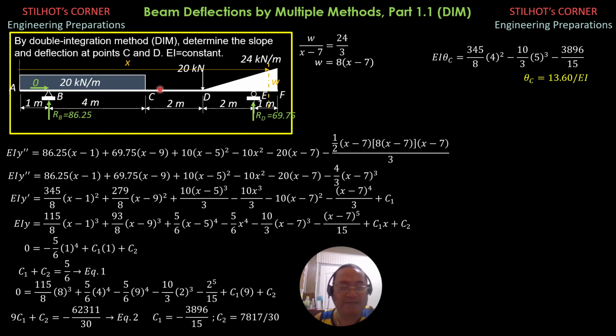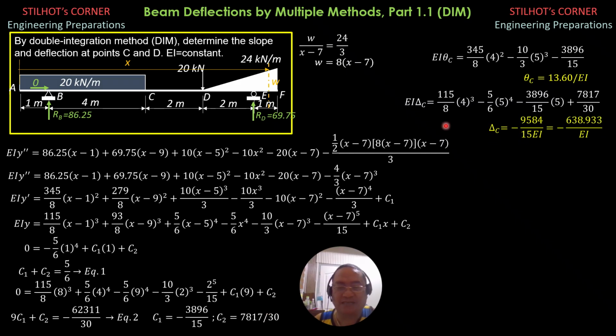When x is 5, we can solve delta C in this equation. 115 over 8, 4 cubed, minus 5 over 6, 5 to the fourth, then plus negative 3896 over 15 times 5, then plus c sub 2, which is 7817 over 30. So delta C, deflection at C, is negative 638.933 over EI.